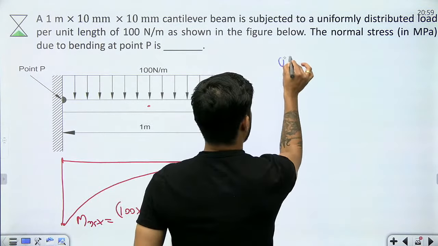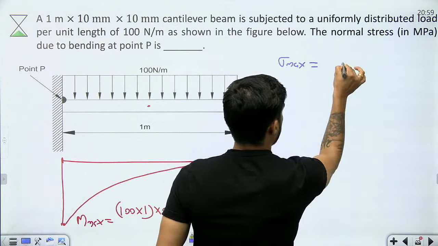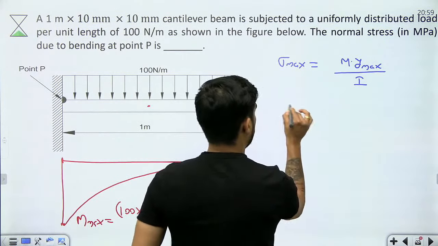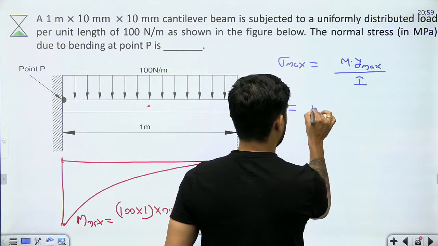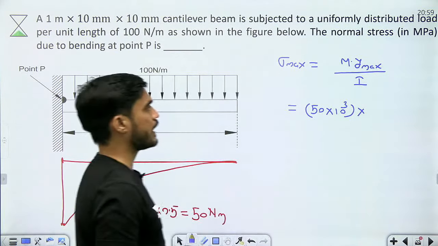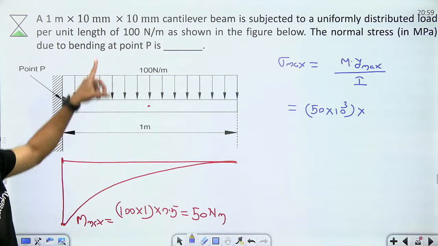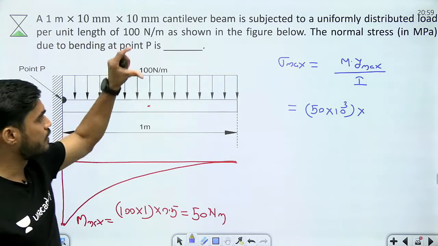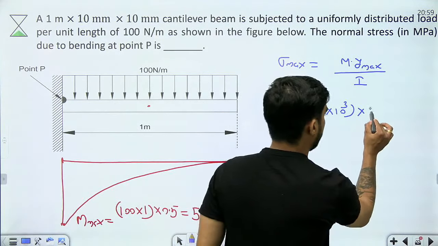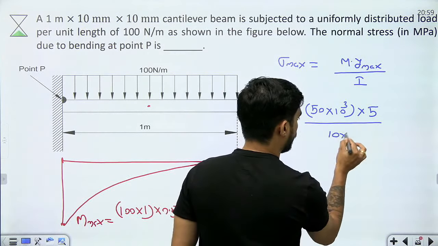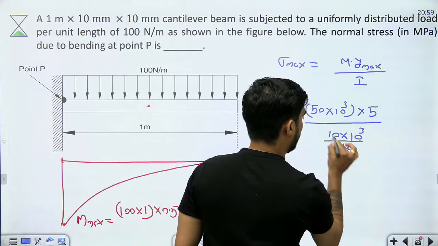Now I will use sigma maximum equals M into y maximum divided by I. How much is M? 50 Newton meter, which means 50 into 10 to the power 3 Newton mm. What will be y maximum? The section is 10 mm into 10 mm, so beta, this is a square section. Y maximum will be half of the height, that is 5 mm, divided by I, which will be 10 into 10 cube by 12.